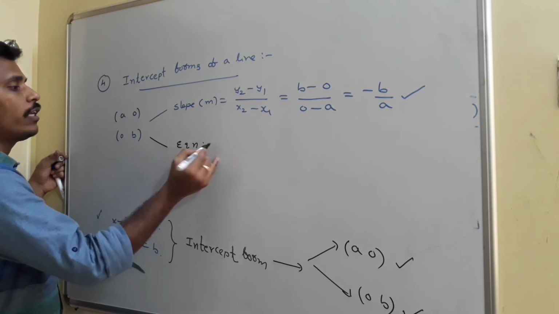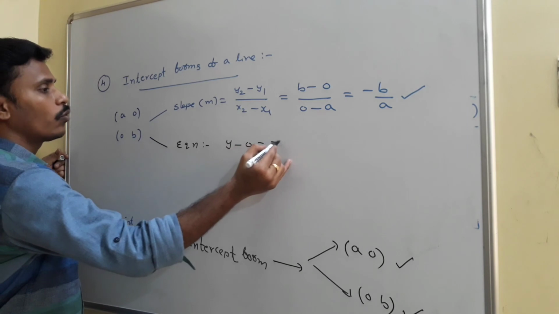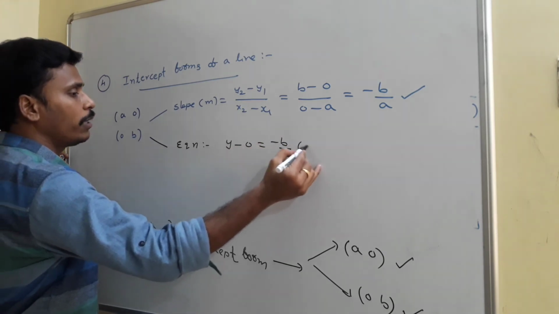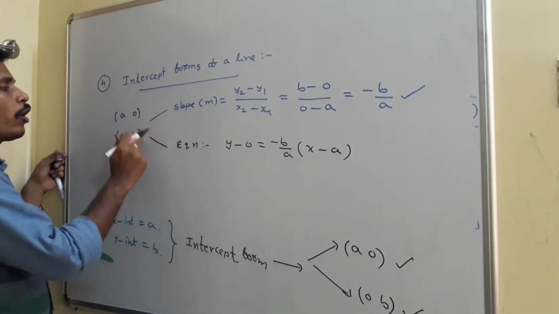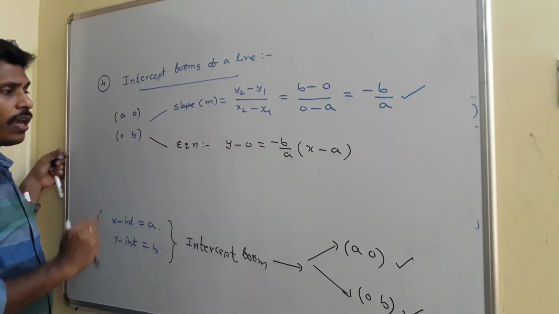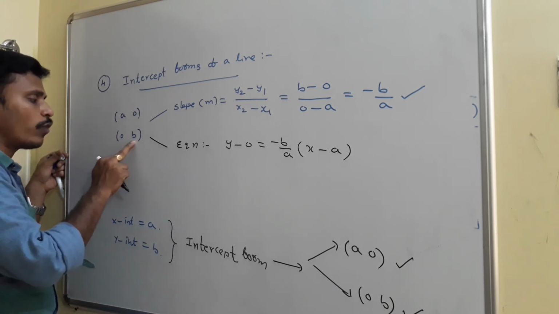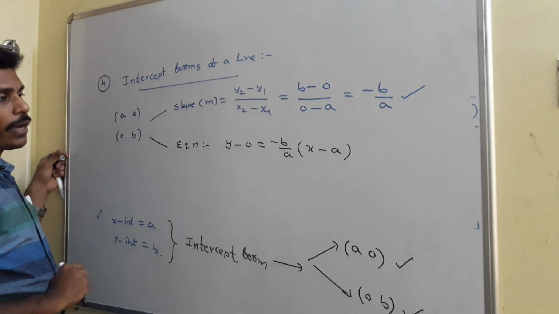So if you find the equation, y minus y1 is equal to m, the slope, that is minus b by a, times x minus x1. You need to take any point, no problem. But use both the coordinates as x1, y1. Some people may use this as y1 and this as x1. That is not allowed. Take a point and treat them as x1, y1.